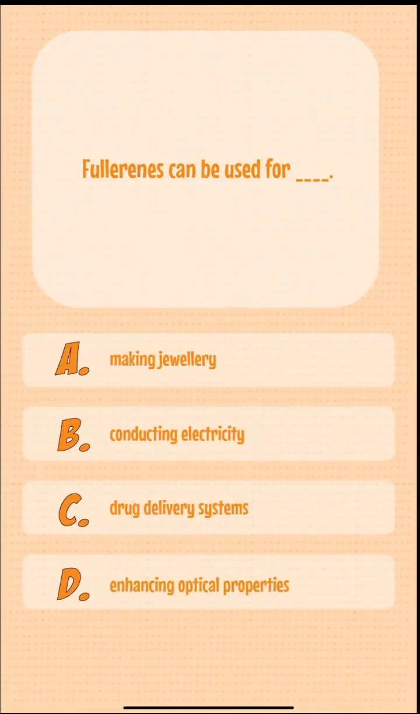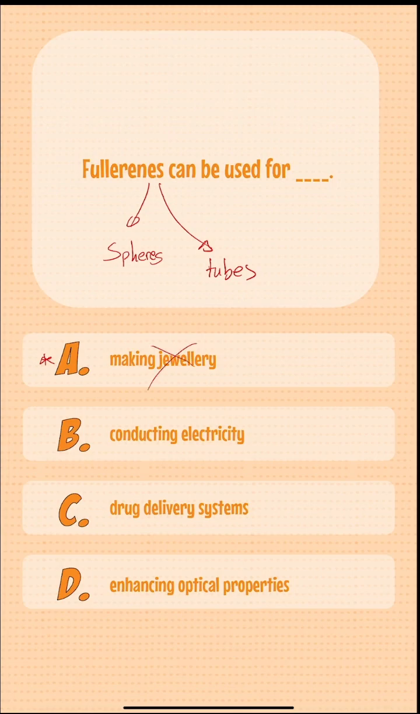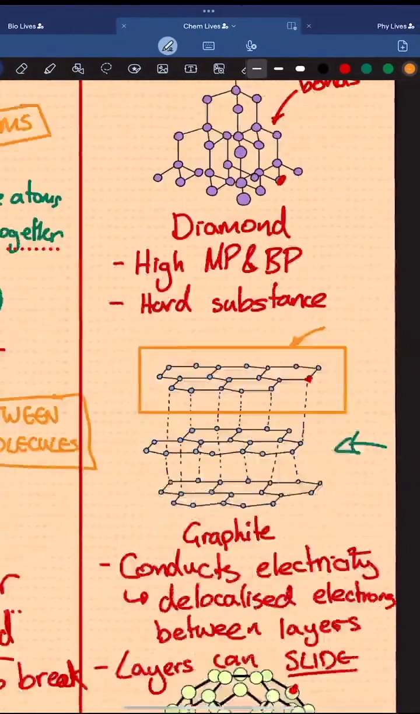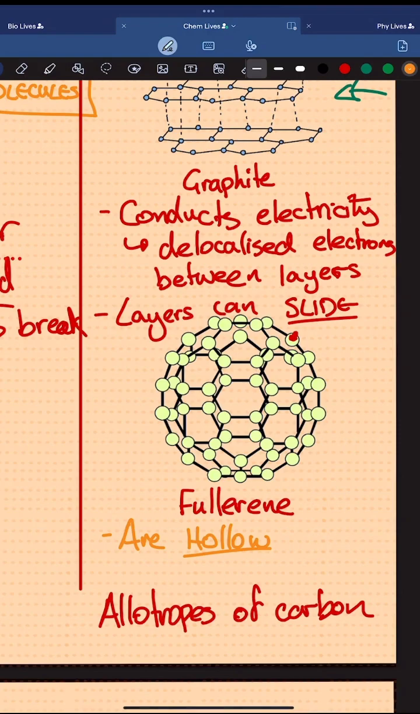Fullerenes can be used for, so remember these are the spheres or tubes. That's what fullerenes are. What are they used for though, out of all of these? Not making jewelry. It's not, remember this doesn't include diamond. Drug delivery systems, yep. Because these are hollow, you can put medicine, a medical drug, inside the middle of this ball, and the molecule can carry it into the body. So it's used for drug delivery.